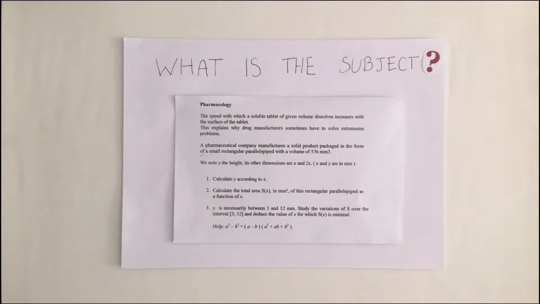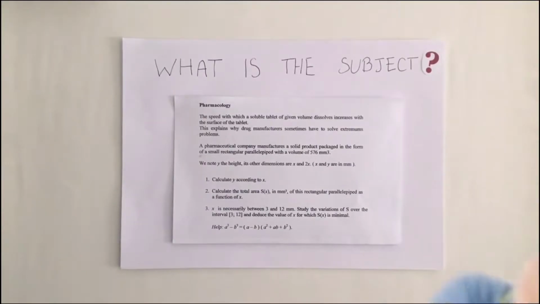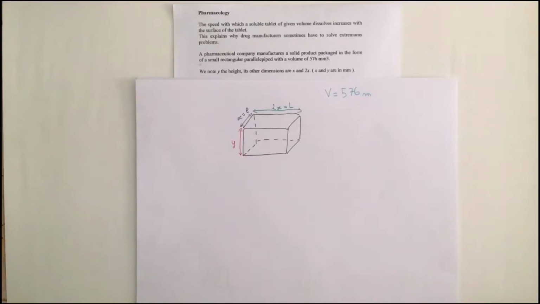The speed with which a soluble tablet of given volume dissolves increases with the surface of the tablet. This explains why drug manufacturers sometimes have to solve extremum problems. A pharmaceutical company manufactures a solid product package in the form of a small rectangular parallelepiped with a volume of 576 mm³. We note y the height, and its other dimensions are x and 2x in millimeters.